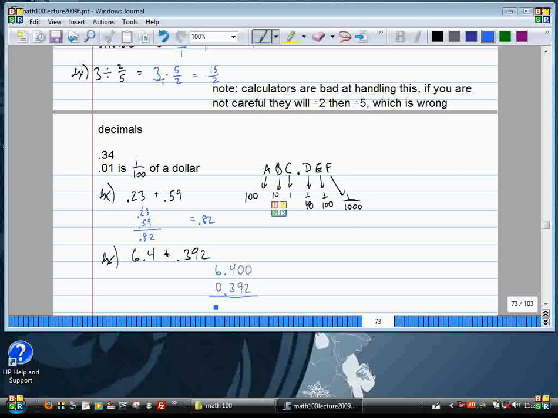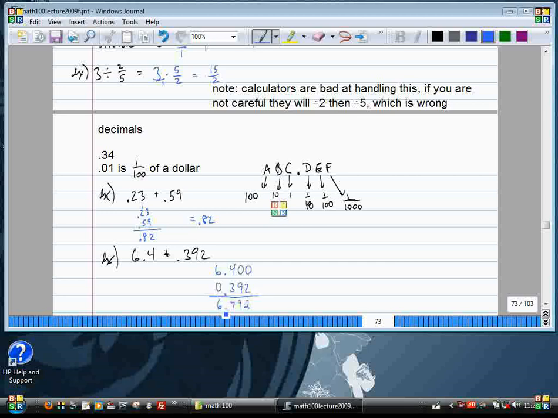Anytime you can always put zeros in places after the decimal, and it won't affect anything. And you can run zeros on the left side of the decimal too. You can just run zeros in there, and it won't affect anything either. So now we can add this. This is a 2. This is a 9. This is a 7. So 6.792.